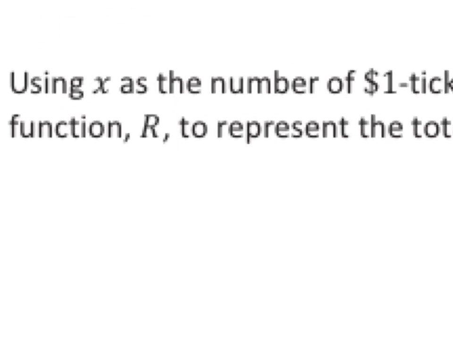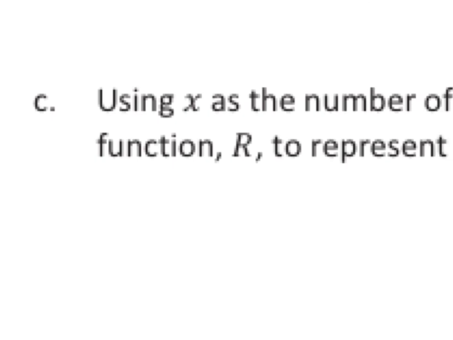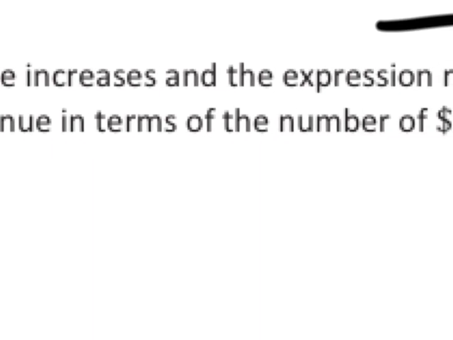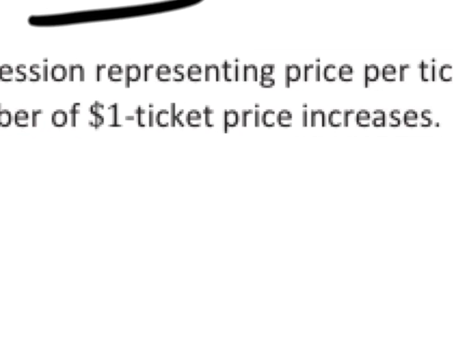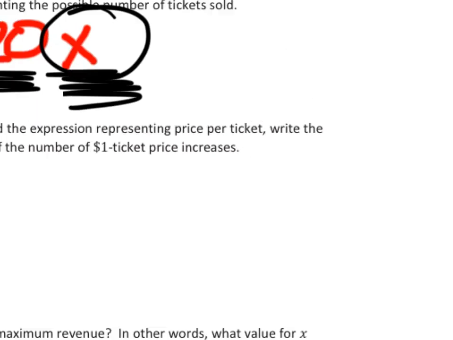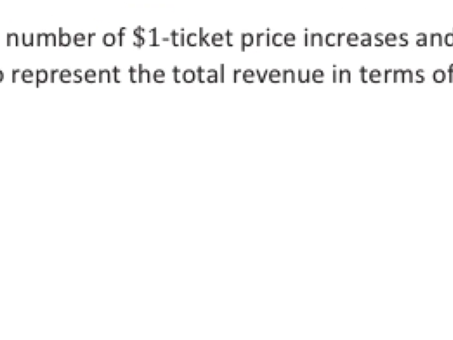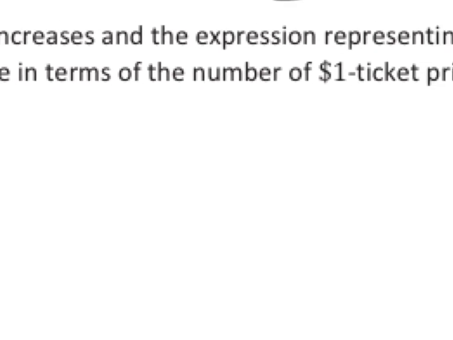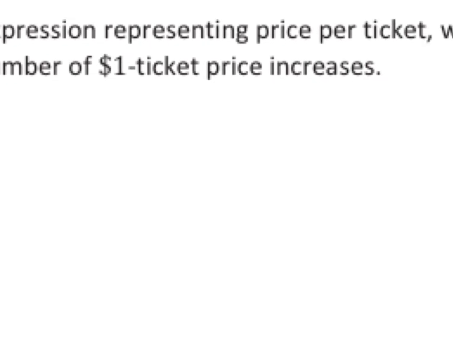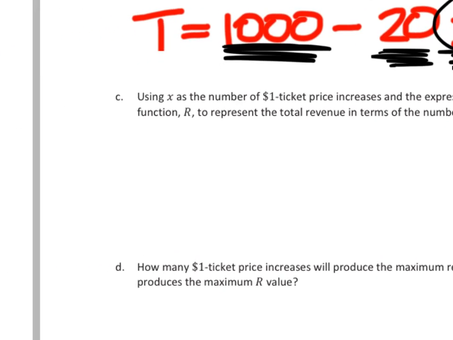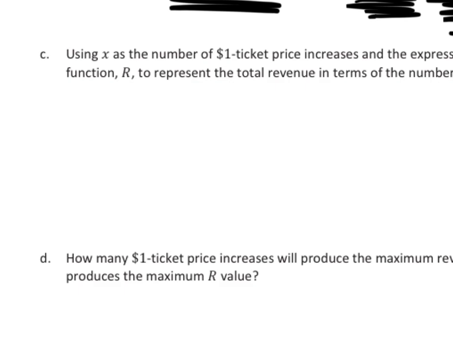Using, and I'll zoom in so you can see it, using X as the number of $1 price increases, which is what we've been doing, and the expression representing price per ticket, write the function R to represent the total revenue in terms of the number of $1 ticket price increases. Okay, so first of all you have to understand R for revenue. Revenue is how much money we're going to make.